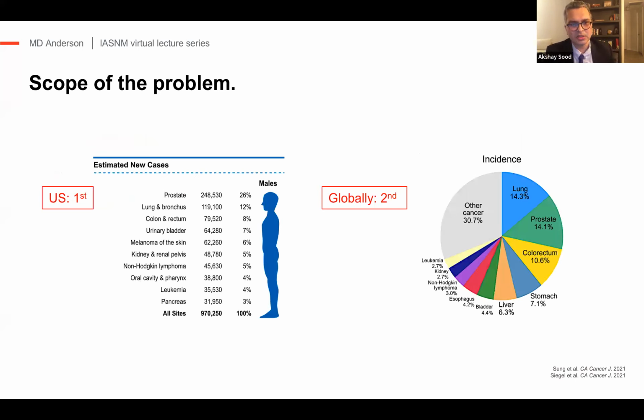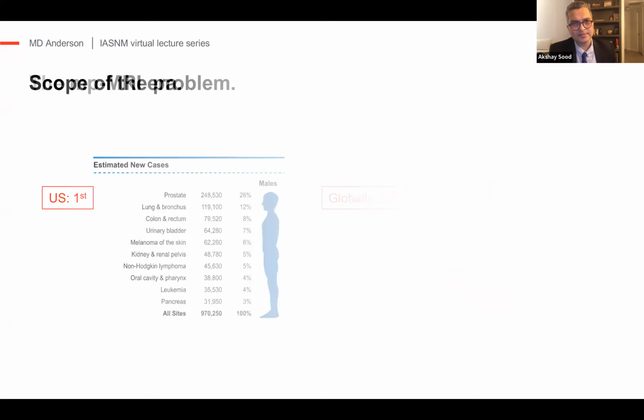So we know that prostate cancer is a common cancer. It's the most common cancer in men in the United States, and it's the second most common cancer worldwide, just behind lung cancer. Approximately 1.4 million cases of prostate cancer are diagnosed globally every year, and approximately 250,000 cases are diagnosed every year in the United States. So obviously a problem of great magnitude.